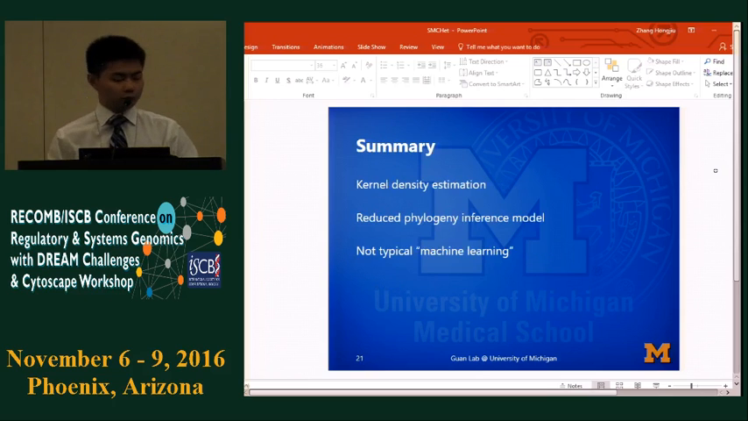To summarize our work, we use kernel density estimation as an alternative strategy to the Dirichlet process inference, and it accelerates a lot, helping a lot when we do this faster paced testing iteration. The reduced phylogeny inference model really helps a lot, and we think the assumption there is acceptable, but we definitely prefer having multiple samples to infer the phylogeny.